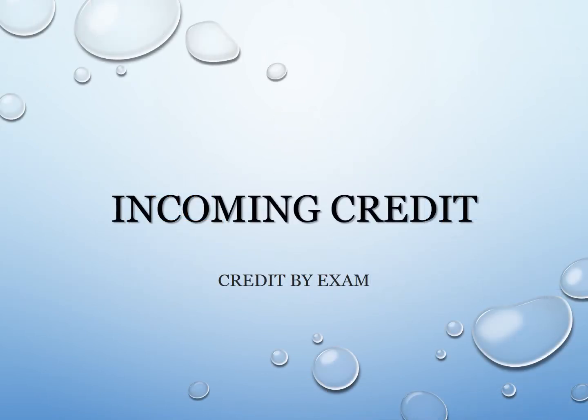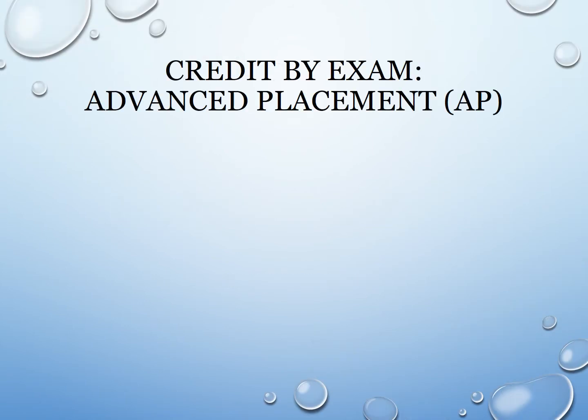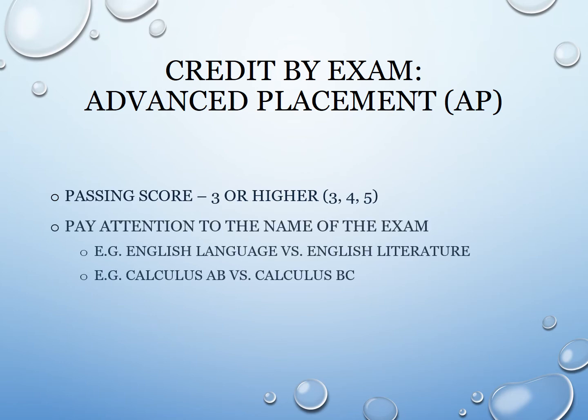Okay, now that we've covered the basics, let's go ahead and start talking about the specifics related to credit by exam. So we're going to start with AP, being advanced placement. So the passing score, as many of you or all of you should know at this point because it was on your homework 1, is a 3 or higher, which means that a student could earn a 3, 4, or 5 on the AP exam and earn credit towards UF.